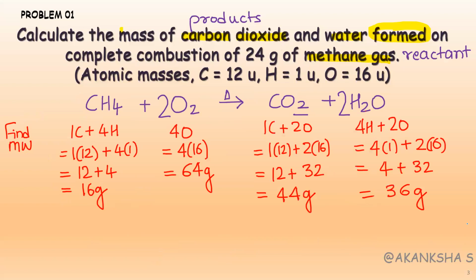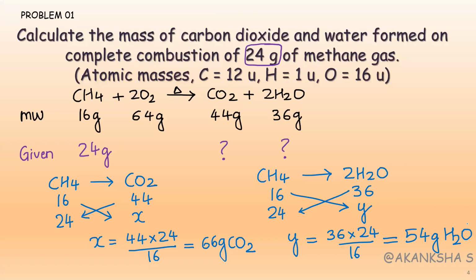First step would be writing down the equation and balancing it out. Second step would be finding the molecular weight of each product and reactant. Third step would be analyzing what is given and what to find out. And the last step would be cross multiplying to get the desired product's weight. This is how we solve a stoichiometric problem.